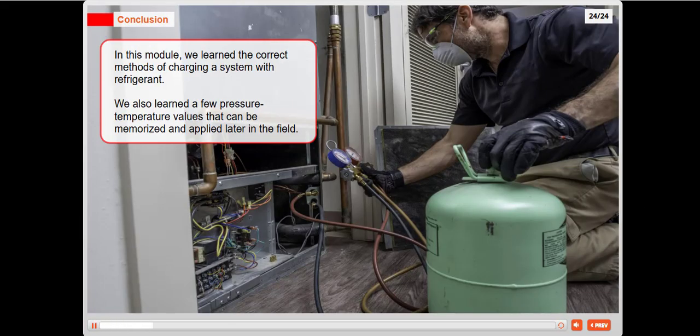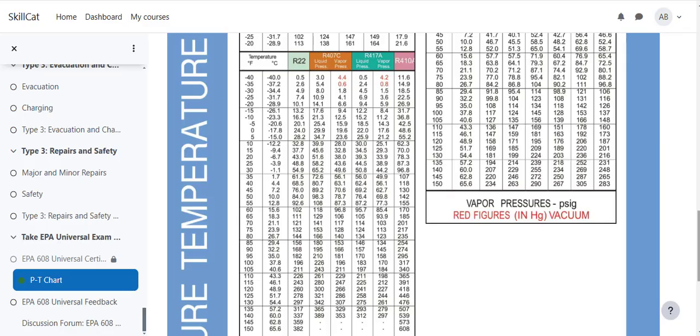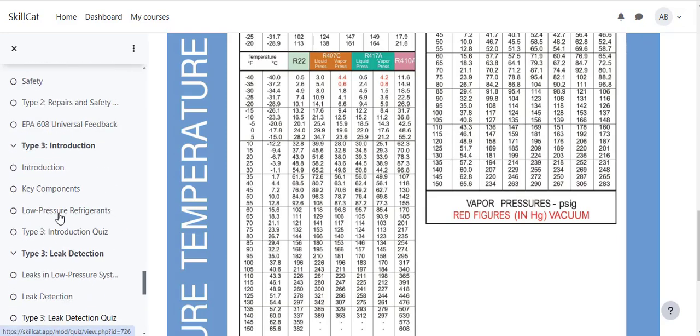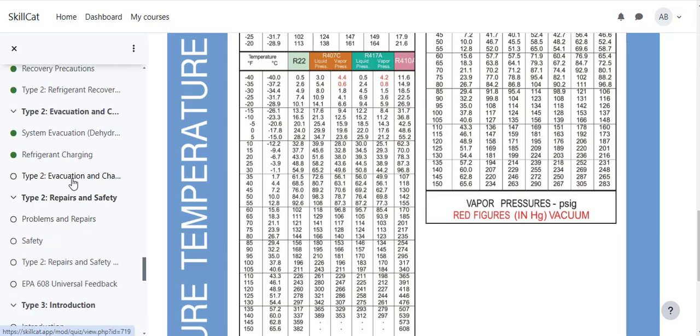In this module, we learned the correct methods of charging a system with refrigerant. We also learned a few pressure temperature values that can be memorized and applied later in the field. Okay, let's take the quiz.